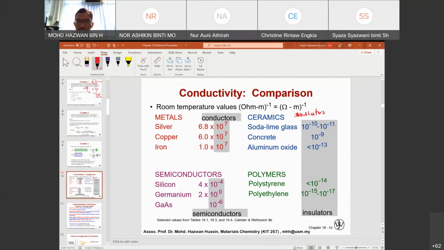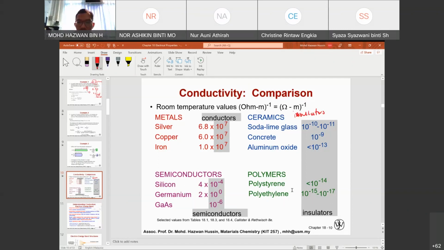Semiconductors, meanwhile, are in the range in between, like silicon, germanium, gallium, arsenic. So silicon is normally used in any semiconductor devices. If you heard about wafer, not wafer biscuit, okay, electrical wafer is normally made of silicon because it can store data or information.